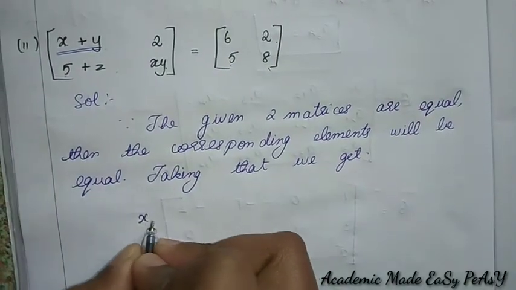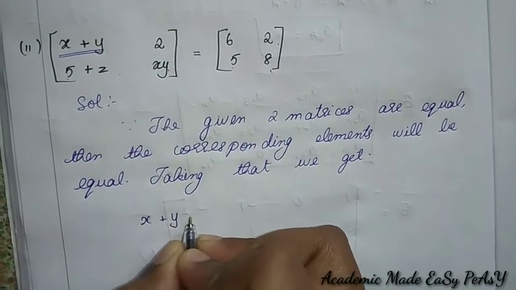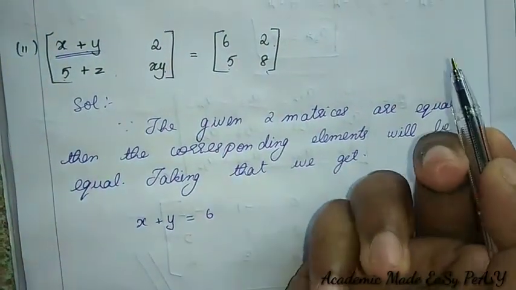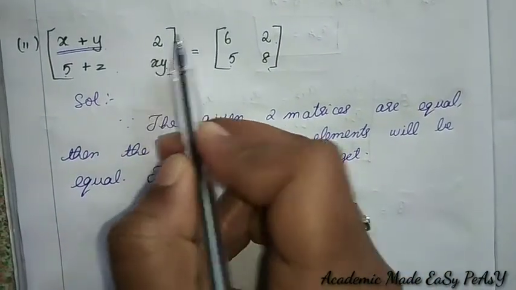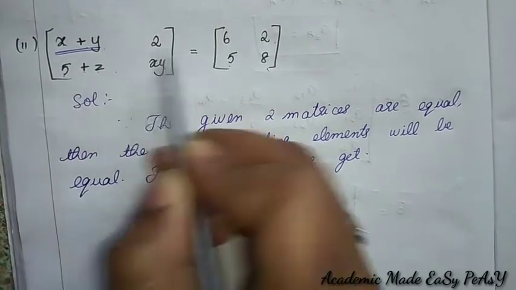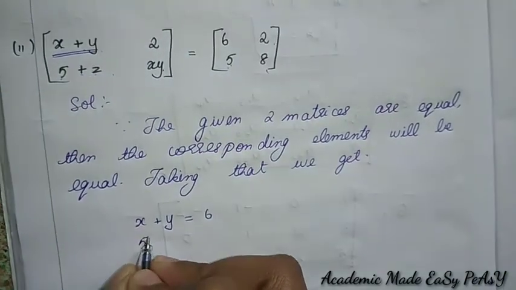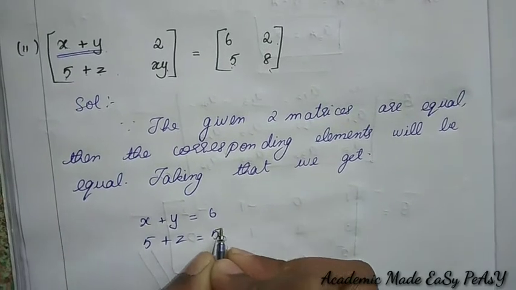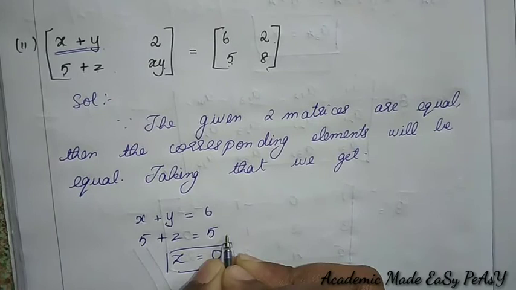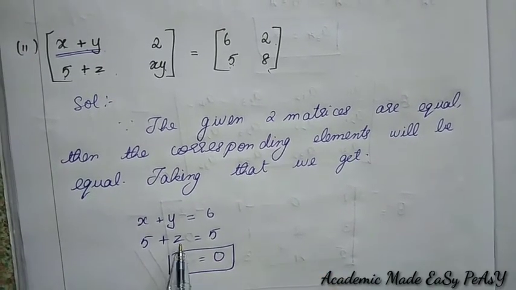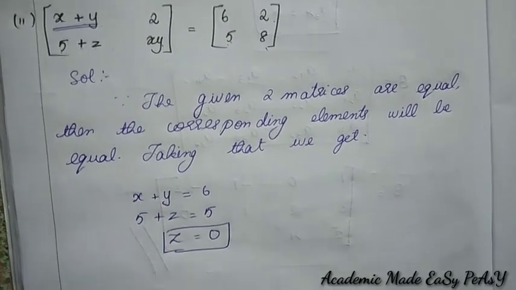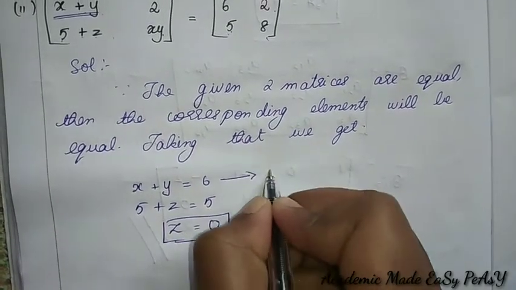So here x plus y is equal to 6. So A11 is equal to B11, just like that. Okay. So next here directly it is given 2 is equal to 2. Next we will move on to 5 plus z is equal to 5. So z is equal to 0. If we take 5 to the right hand side, we will get 5 minus 5, z is equal to 0. That's what I've directly written. So let this be equation 1.